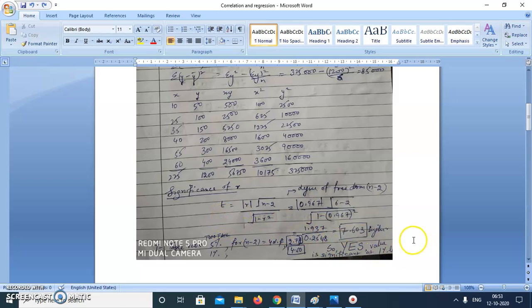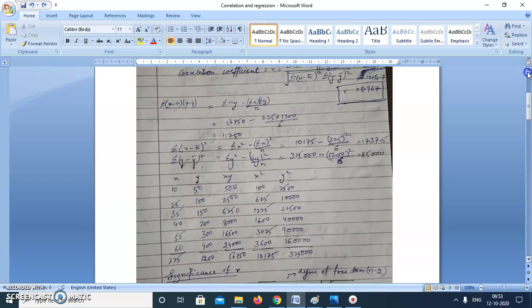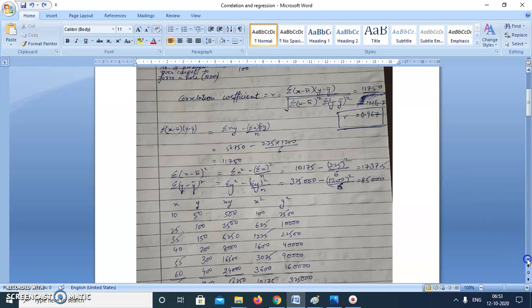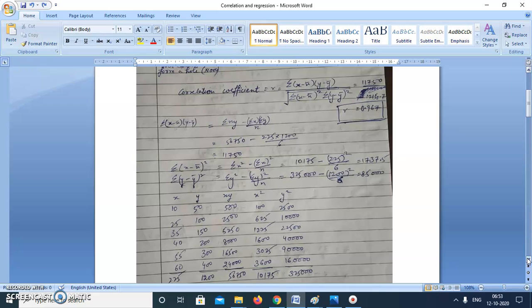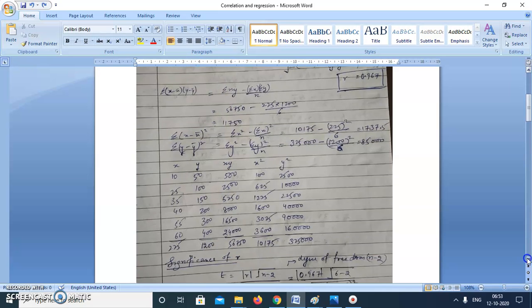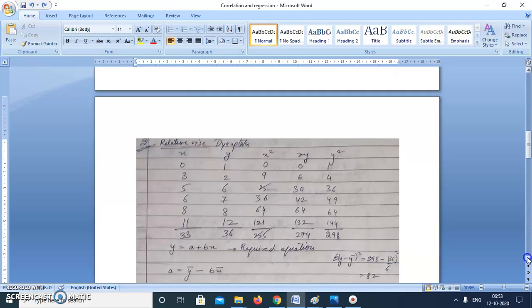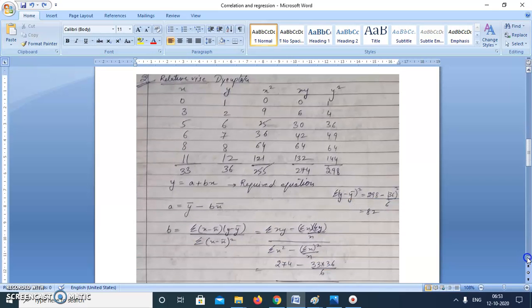So the answer is yes, this value is highly significant at the 99% level. It can also be seen from this number, because if it is near +1, that means it is highly significant. But this is the procedure you need to follow. Now we'll move on to the second type of question, where we'll try to find the linear regression equation.